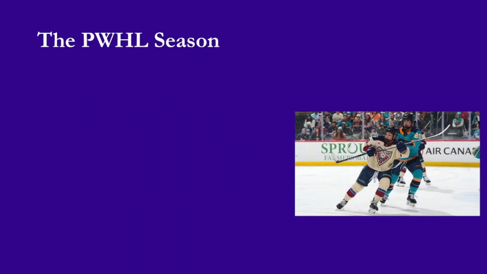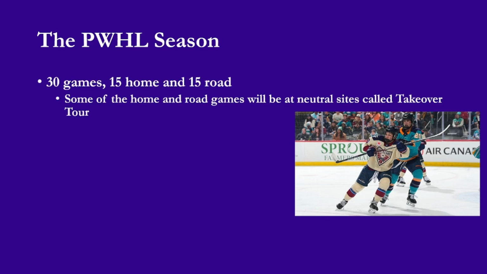Moving on to how the season is constructed. Teams play a total of 30 games, 15 as the home team and 15 as the road team. The PWHL does takeover tour games every year in neutral cities. During these games, teams will be designated as a home or road team even though it's neither team's home venue. In the 2 seasons there's been takeover games to date, teams play about 2 to 3 of these games in those neutral venues per season.